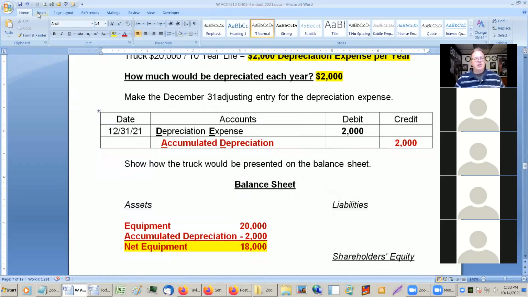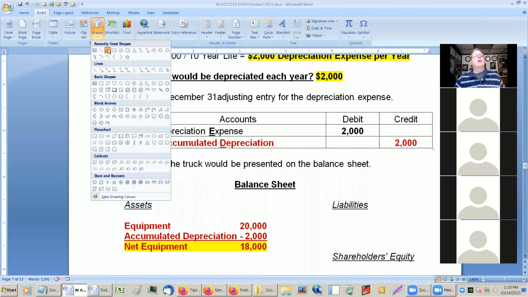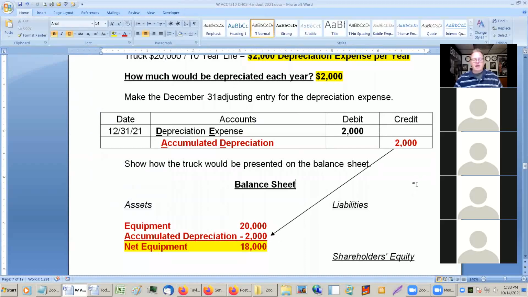But this accumulated depreciation is going to reduce that asset account. That's what we call a contra account. So it's a contra account to the equipment. Each year, this depreciation is going to keep going up and up and up. At the end of 10 years, it'll look like this. So this is what it'll look like at the end of 10 years.